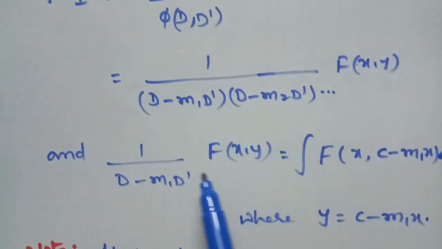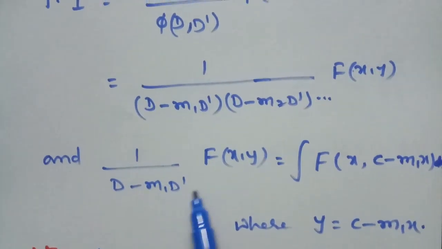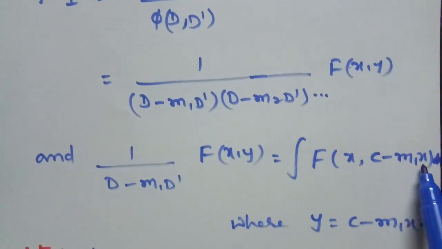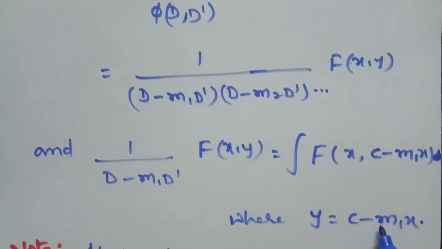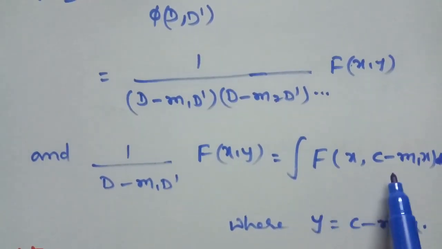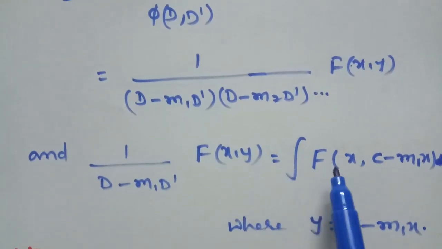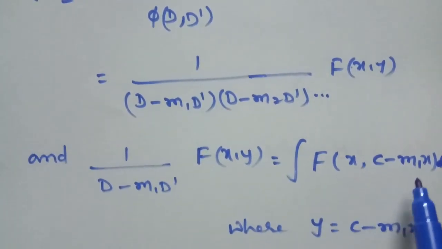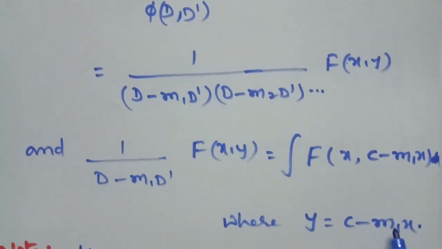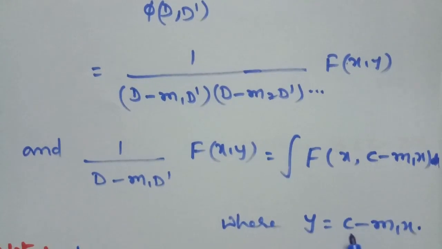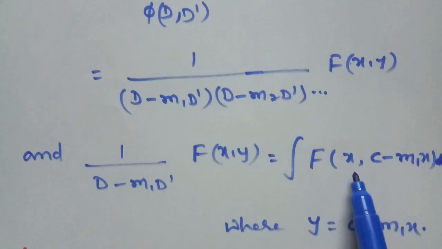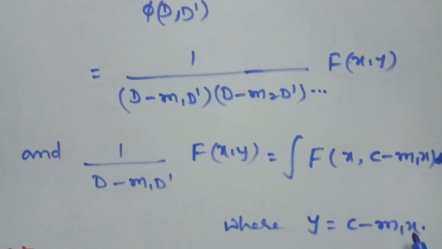Now I would like to show the formula: 1 by (D minus m1 D dash) into f of x comma y is equal to the integral of f of x comma c minus m1x into dx, where y is replaced by c minus m1x. Now in our problem f of x comma y is e power 2x plus y. So in the place of y we are replacing c minus 2x since m1 is equal to 2. Therefore there we get e to the power of 2x plus c minus 2x.